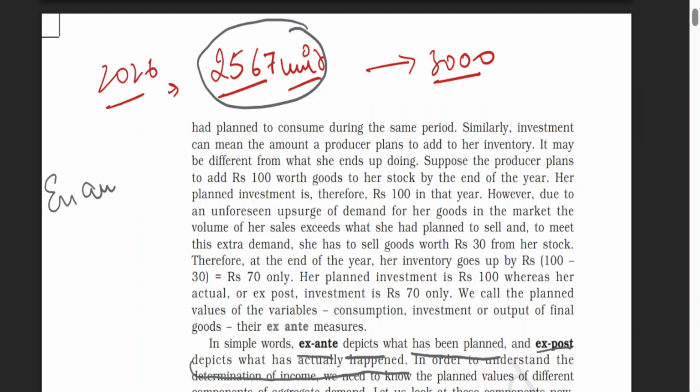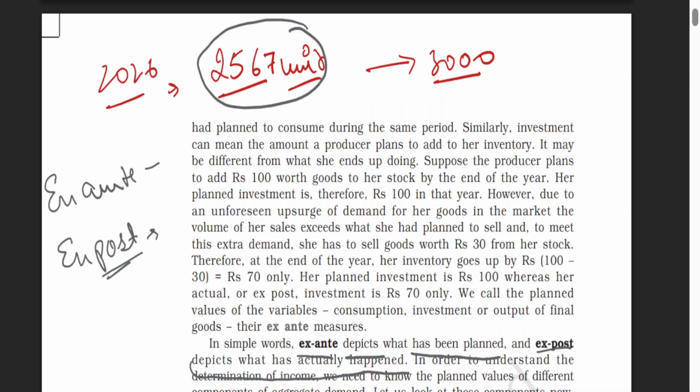Ex ante and ex post. Why am I focusing on these two words? The reason is they play a very important role in the short run economy. Whenever you are trying to find the short run equilibrium, both words can create a lot of issues for you. The value given to you might be an ex post value, and you have been asked to find the ex ante value. You will be confused about which value you have to find and how to calculate it. That's why I am focusing so much.